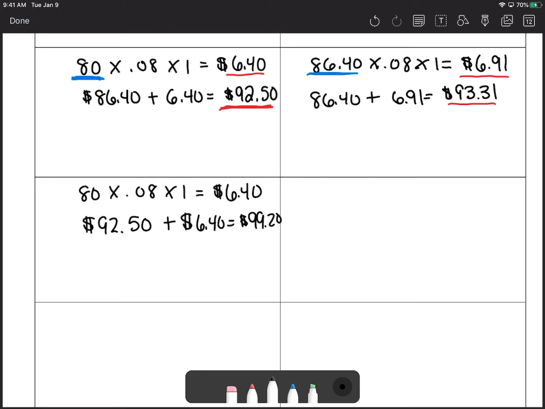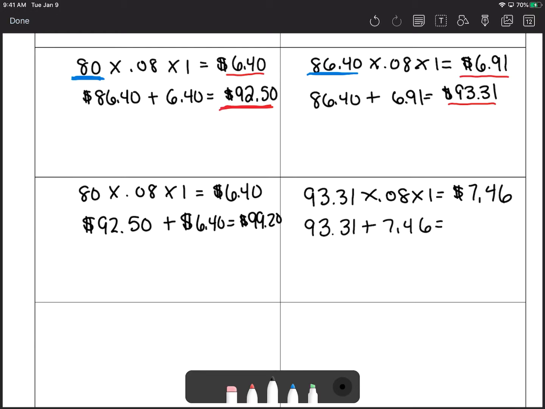Now with the compound interest, I take the entire previous balance, not just the principal. So it includes the principal plus the interest earned, which is the $93.31. I multiply by 0.08 and times 1 for the 1 year. And I'm going to get $7.46. And then to find my accumulated balance at the end of the third year, I'm going to take my previous balance, which is $93.31, plus my $7.46 in interest, which would give me $100.77.